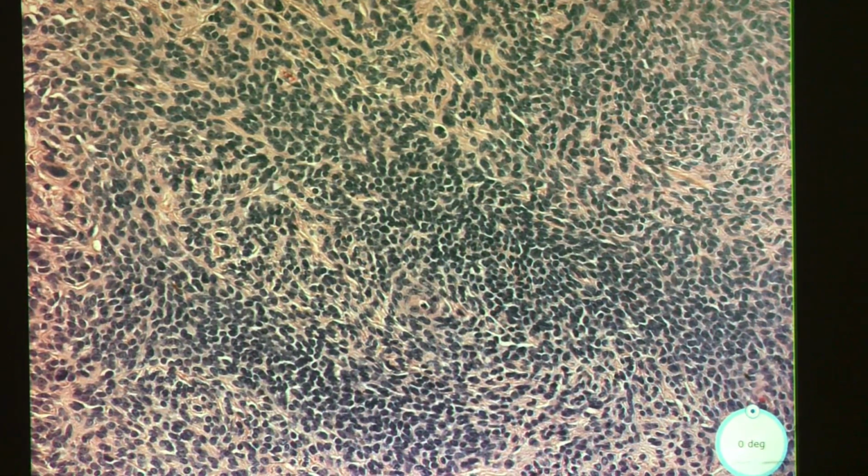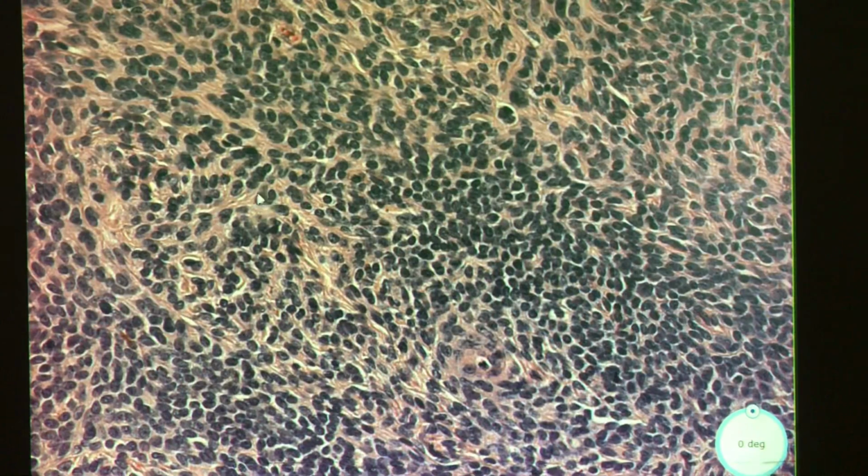So we have a lot of cells that are somewhat round. Some of them are ovoid or spindled. Down here we can see a better spindled one. And they have somewhat prominent nucleoli, but we are zoomed in rather high.